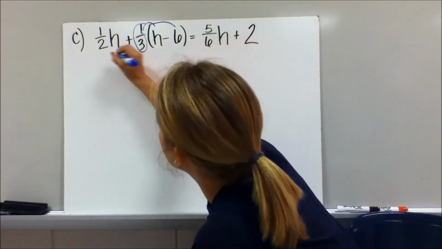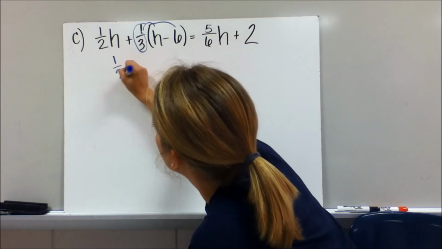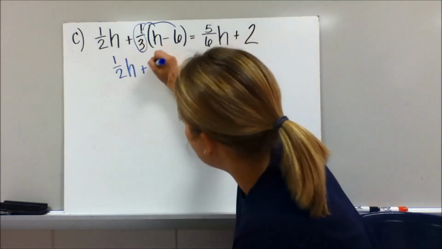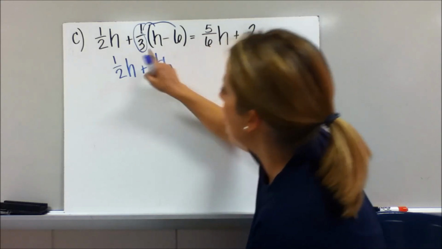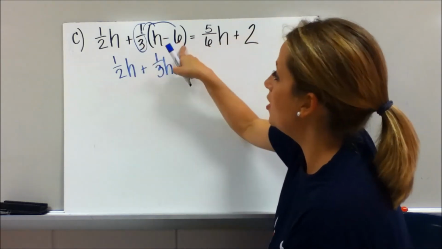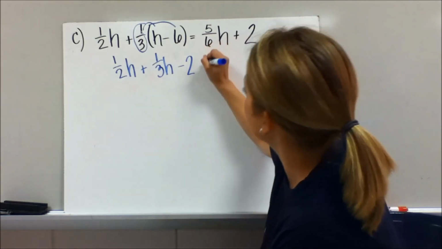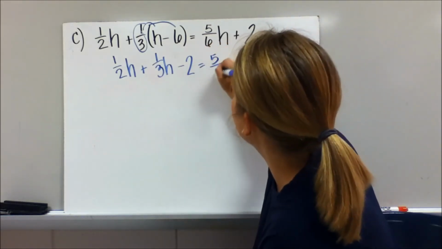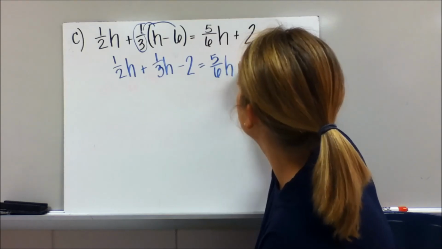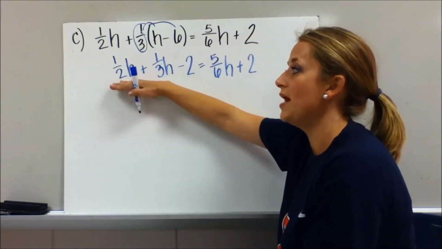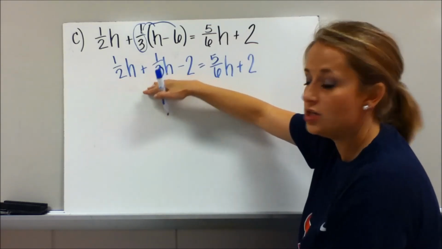So 1/2 h is going to come down plus 1/3 times h would be 1/3 h minus 1/3 of 6 is 2, or think of it as 6 divided by 3, equals 5/6h plus 2. Okay, on this left side, I need to combine 1/2 h and 1/3 h.